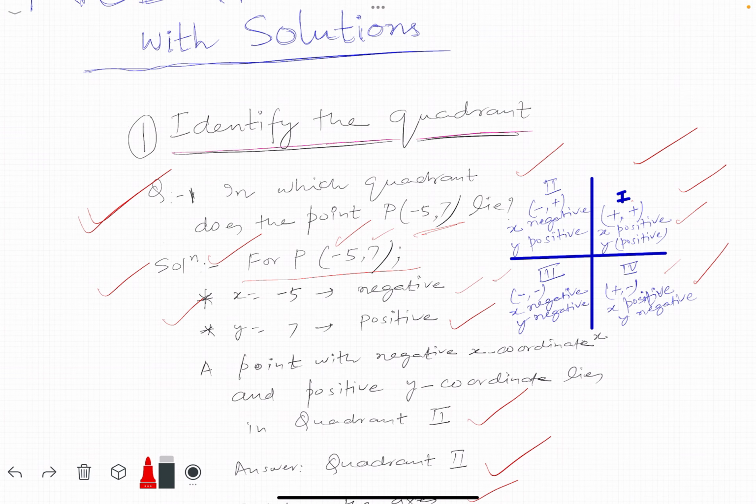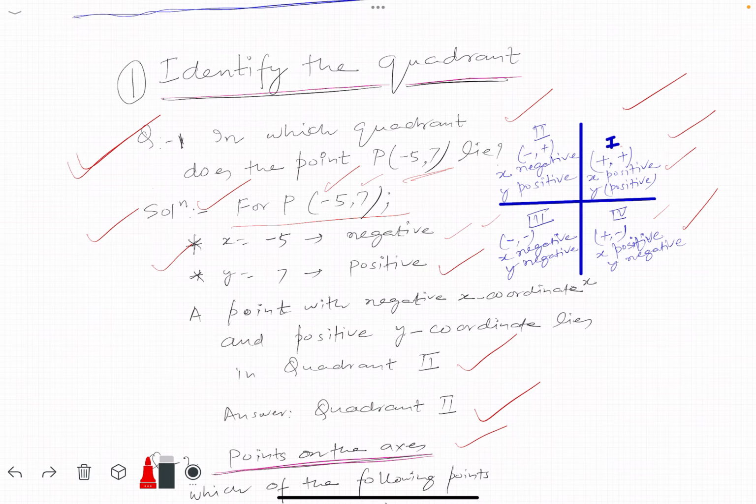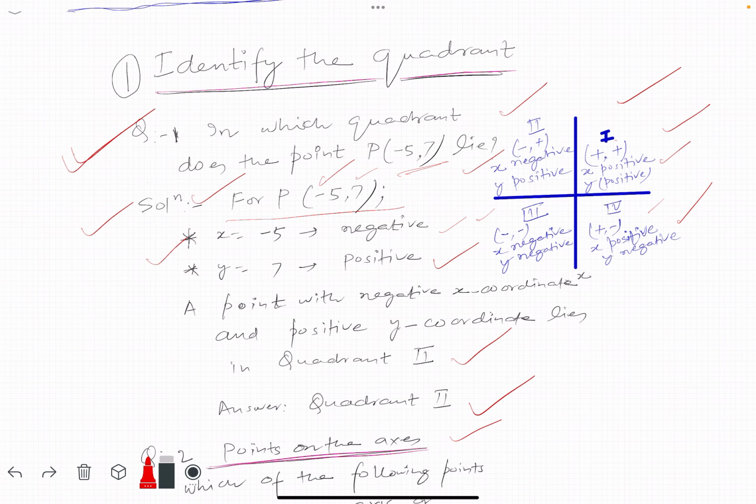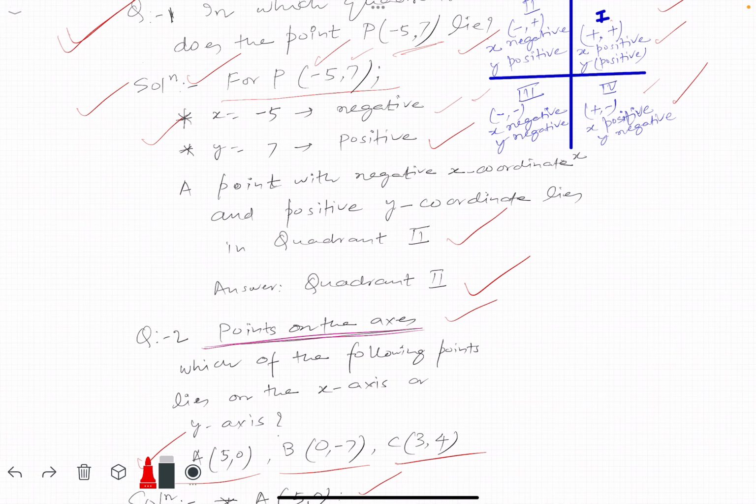In which quadrant does the point P(-5, 7) lie? For P(-5, 7), the x coordinate is negative and the y coordinate is positive. So a point with negative x coordinate and positive y coordinate lies in quadrant 2. So the answer is quadrant 2.